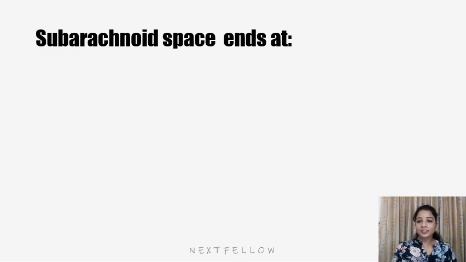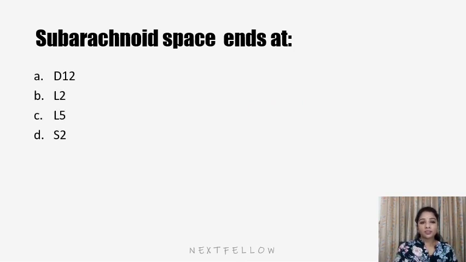So let us understand today with a question. The subarachnoid space ends at... I hope you all know the answer now. It ends at the level of S2. So both the subarachnoid space and subdural space terminate at the lower border of S2.